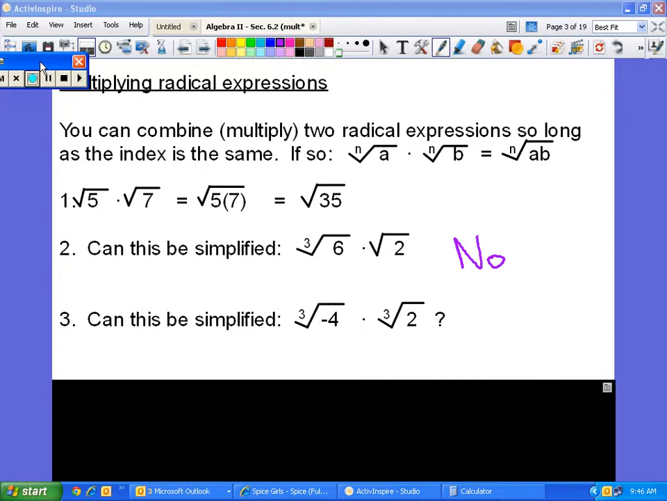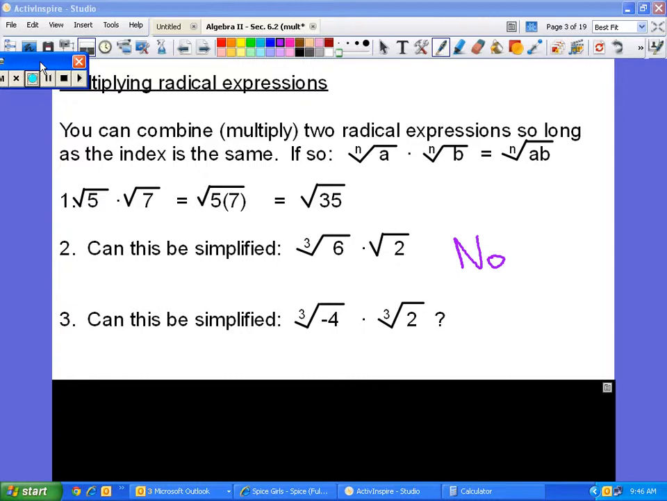On the other hand, if we have the cube root of 6 and the square root of 2, we cannot combine those, so we just say that no, it cannot be simplified. Wait, why can't it be simplified? Because the indices are different. It's the square root versus a cube root.